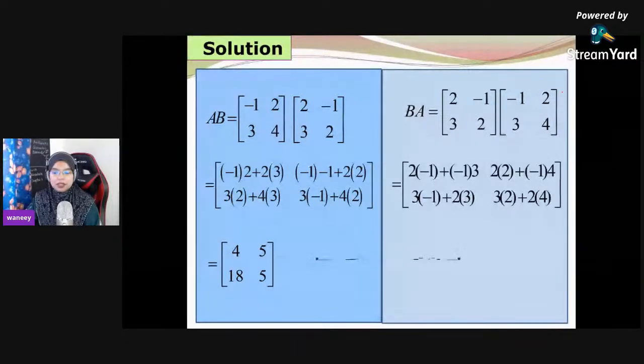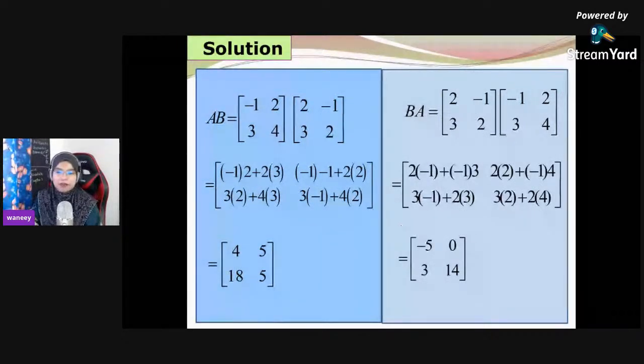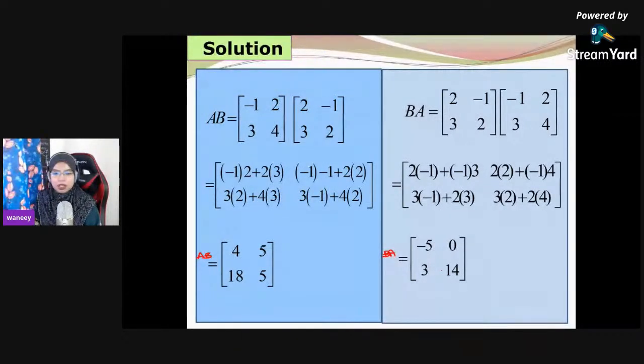So times, it will become -5, 0, 3, 14. So this is AB. This is BA. As you can see, both of them are not equal. We don't have any equal number for each of them. So this is 4, this is -5, 5, 0, 18, 3, 5, 14.